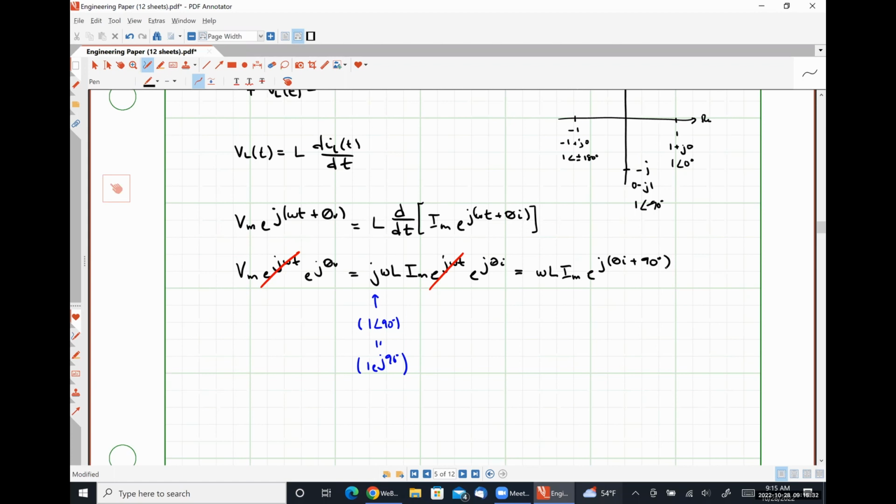So now I have a polar form complex number on the left-hand side and a polar form complex number on the right-hand side, and I can equate the two sides. So we could see that the magnitude of our voltage is going to be omega L times Im, and we can see that the phase angle of our voltage is the phase angle of our current plus 90 degrees. So that means for an inductor, the voltage and current are always 90 degrees out of phase, and the current is lagging the voltage by exactly 90 degrees.